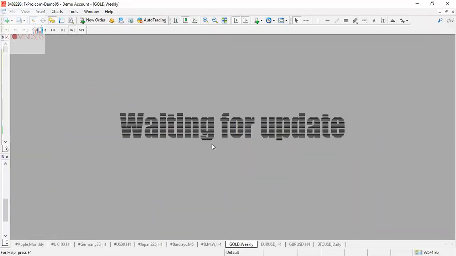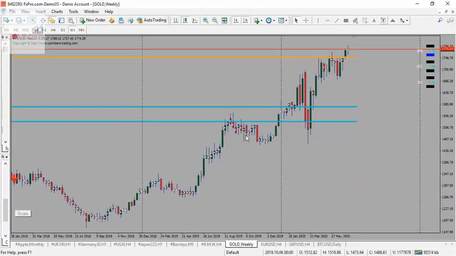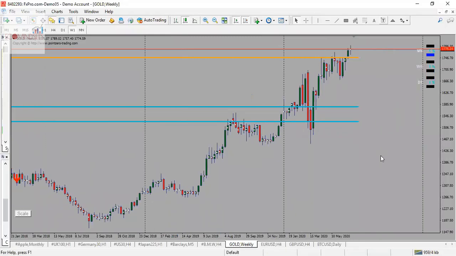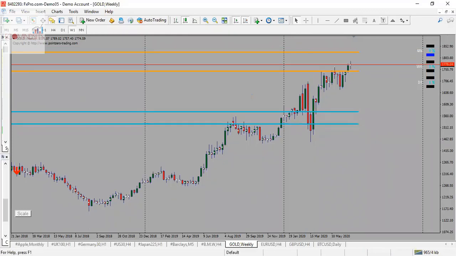All right. Now we have to go down onto the weekly time frame and see what is happening on the weekly. So these are weekly time frame. As you can see, the monthly levels are showing, the support level is showing in the light blue, and then the resistance level is showing in the orange color.